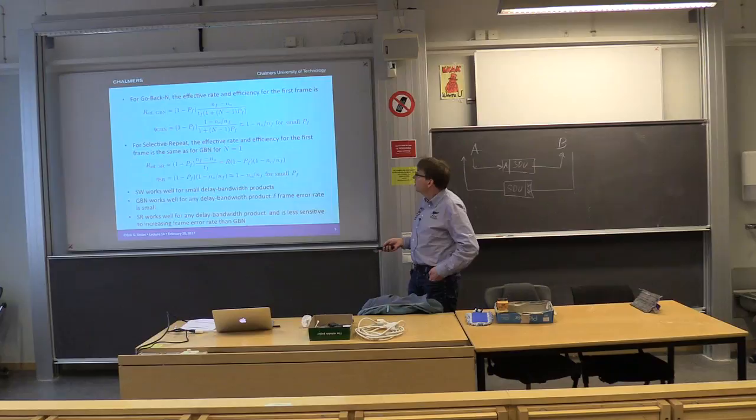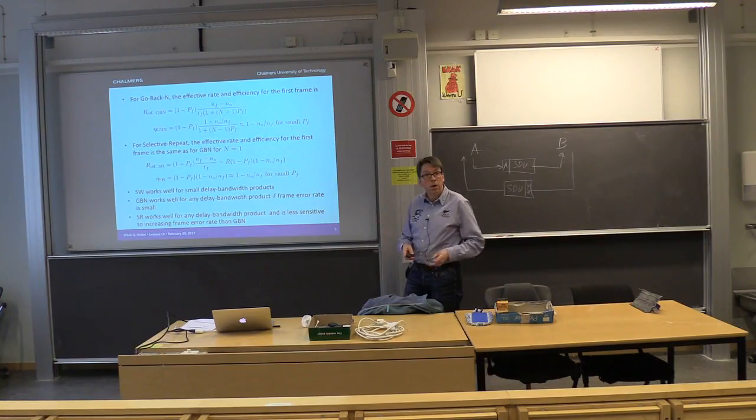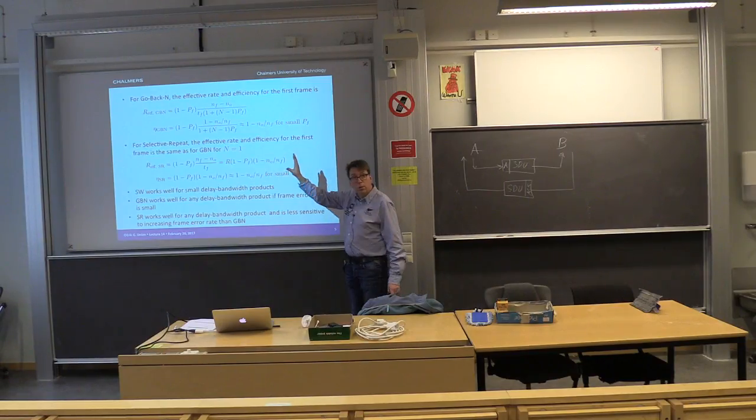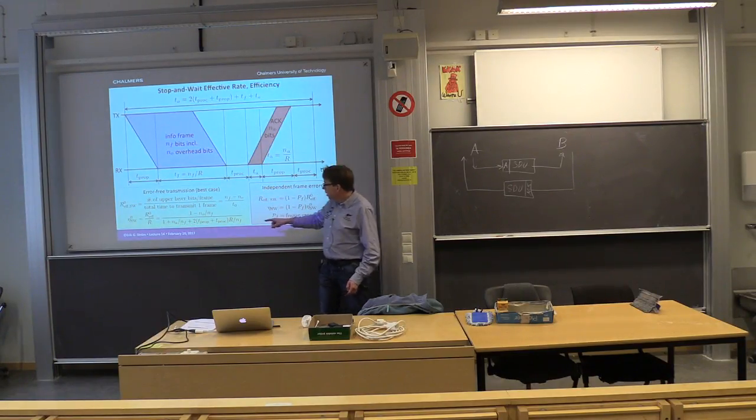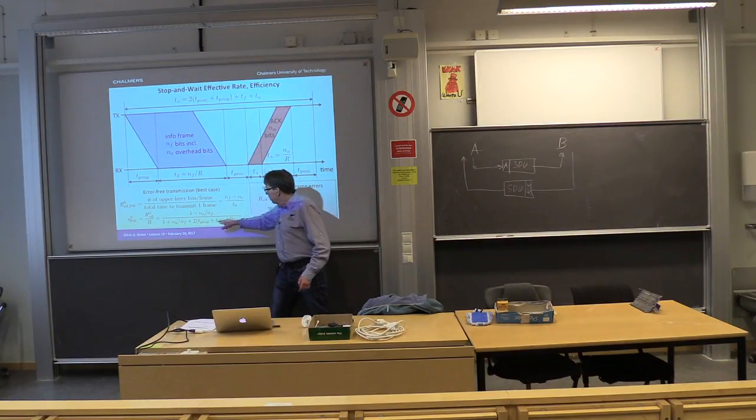We did that for stop and wait, and we did that also for go back N, and then we got this expression for the effective rate and the efficiency. And then for selective repeat, we got these things. Okay, so I'm not going to go into the details here because we did that last time. But the overall conclusion is that stop and wait works well for small delay bandwidth products. That is when, let's see, do we have a delay bandwidth product here? Let's go back. It's when this factor here, this term, is small.